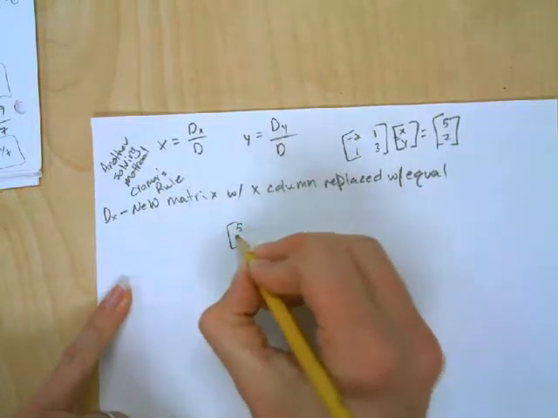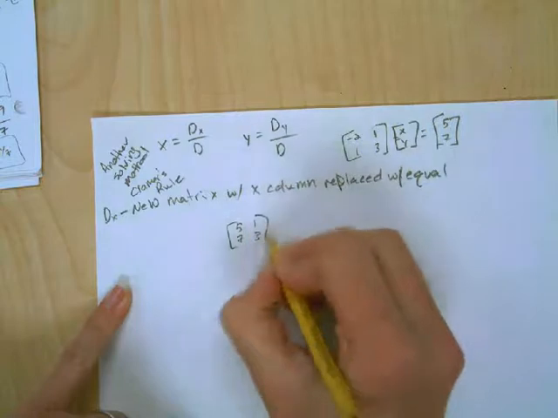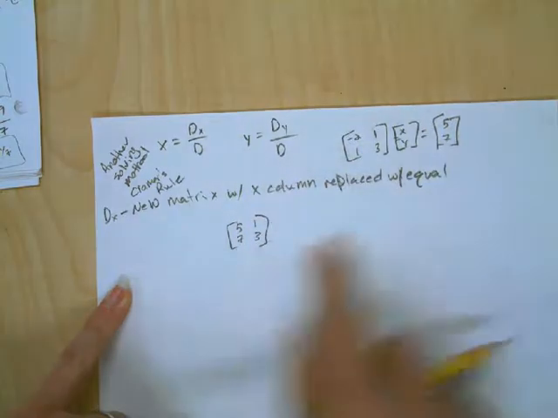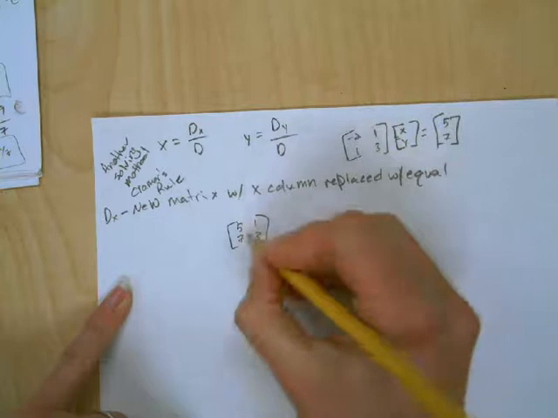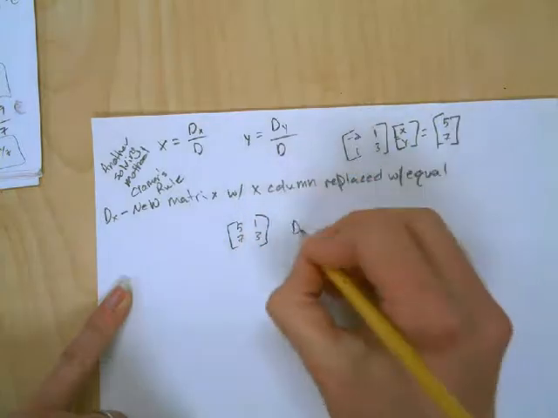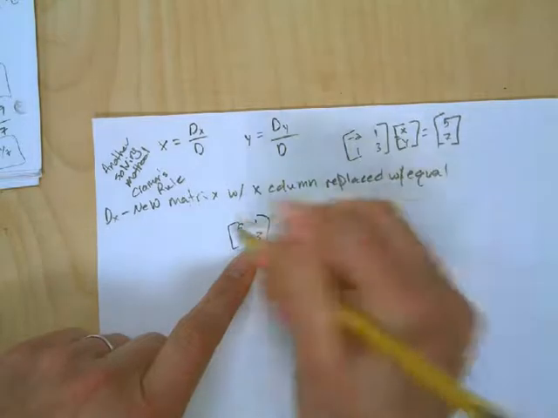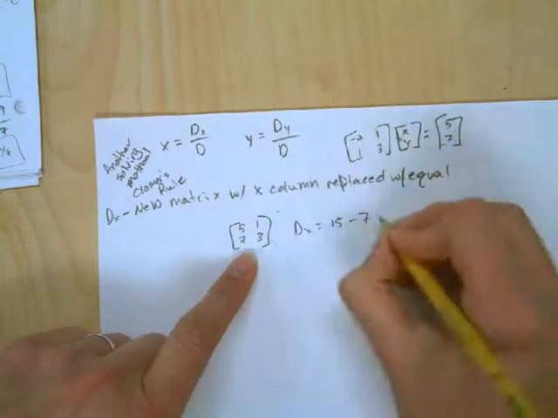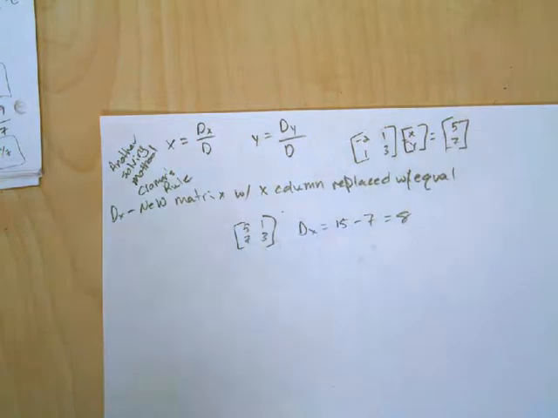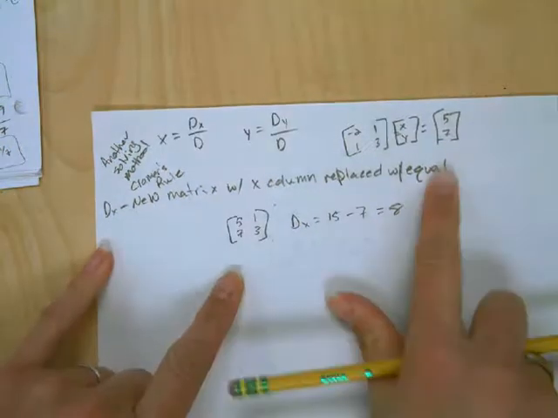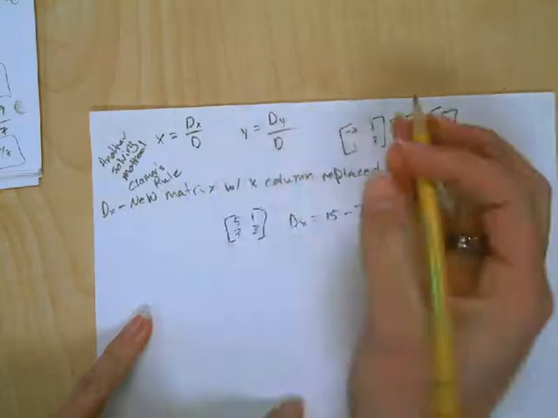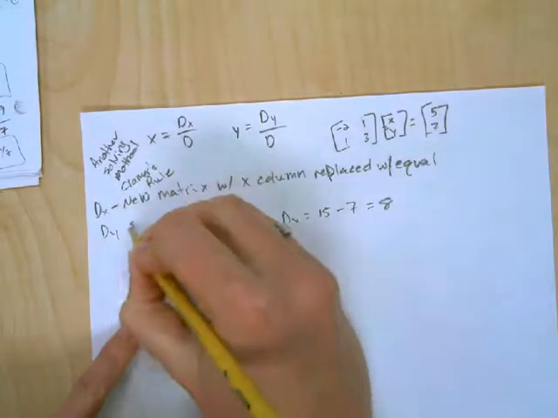So your determinant of x would be 15 minus 7, right? 5 times 3 minus 1 times 7. Okay, so that gives you the determinant of x. And then I need to do the same thing with y. So dy, same, but with the y column.